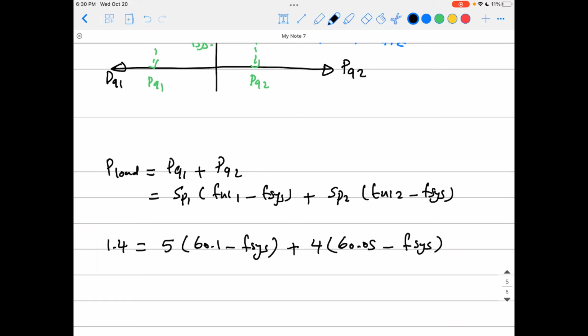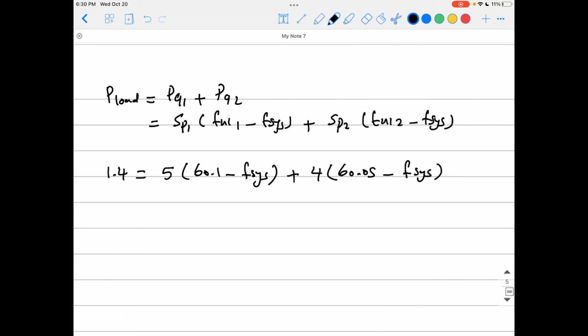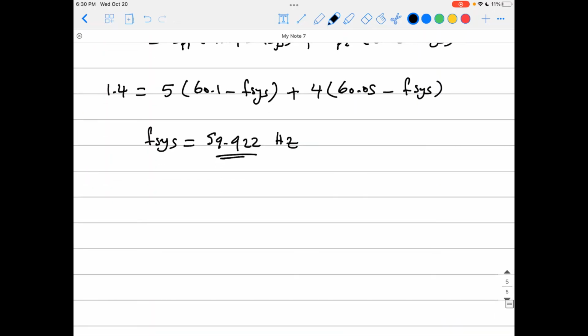So everything's known here except for the system frequency, so you can solve for this easily to find the system frequency now, which will be 59.922 hertz. Okay, so that is the system frequency where both of the two generators will be working at this time. Okay guys, so that is the first one, or this is number A.